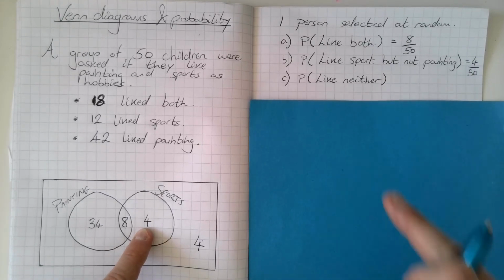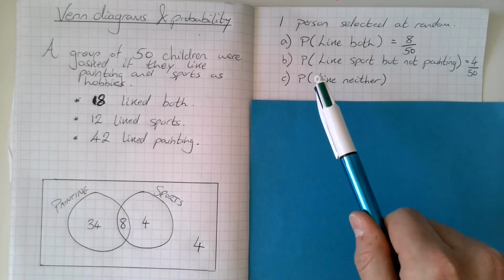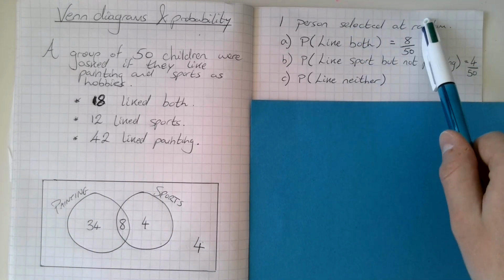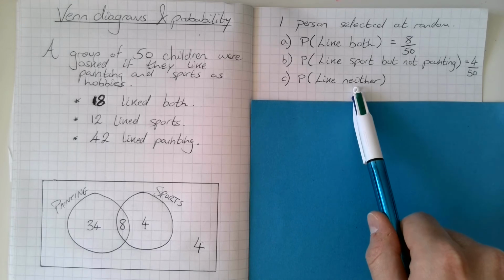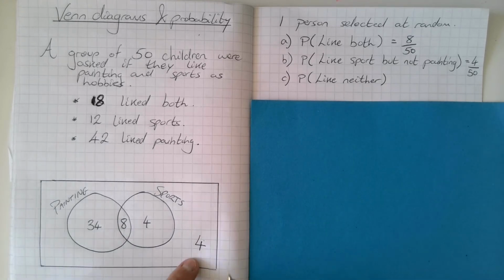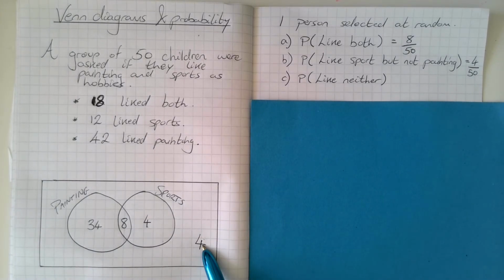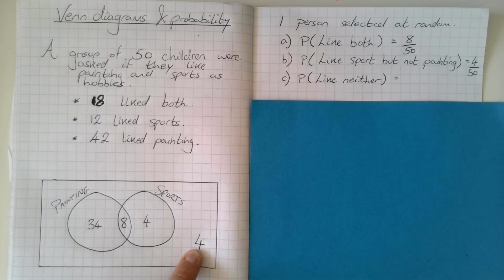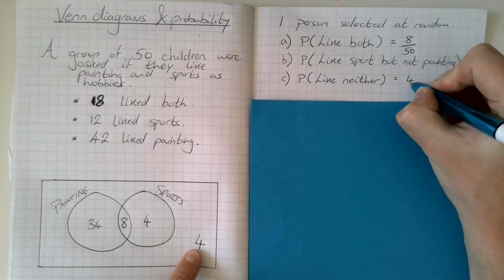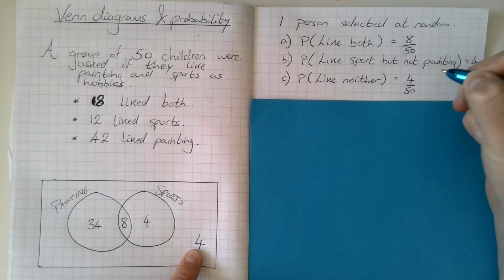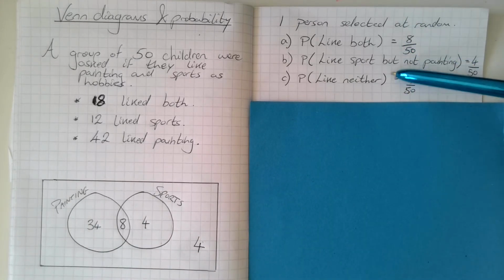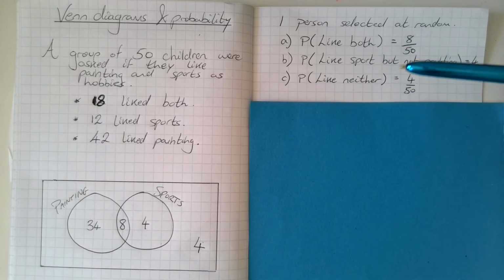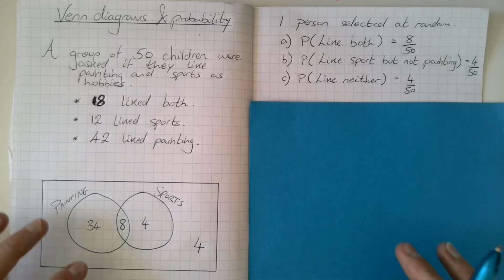And finally, on this little section is what is the probability that the person selected at random likes neither sport or painting? Well, that's the people out in this little group, outside of the circles. And there are 4 of them, so the probability that I choose someone that likes neither hobby will be 4 out of 50 people. So this is the main type of question that you would get in a test, or certainly on the worksheet that you're about to have a go at.